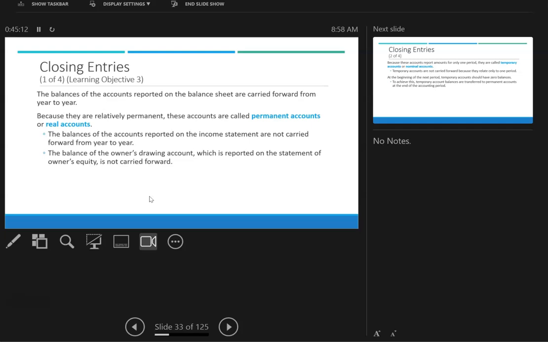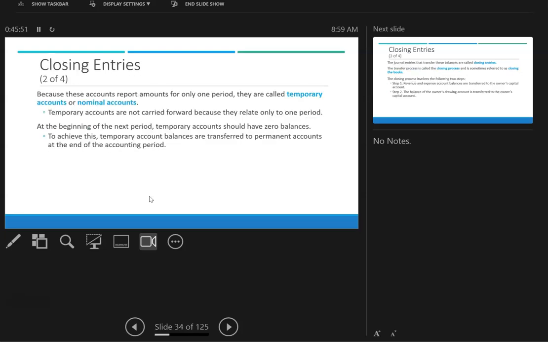Permanent accounts are what we call real accounts, those that are on the balance sheet. They never go away. What our cash is on December 31st, don't we start January 1st with that same cash? It doesn't go away. Accounts receivable is the same. Buildings the same. Our liabilities are the same. Our capital accounts the same. We call all the accounts in the balance sheet permanent accounts. They're etched in stone. They're not going to go away.